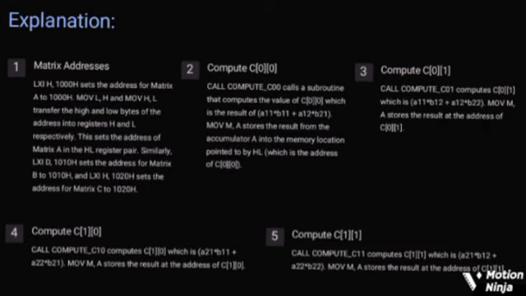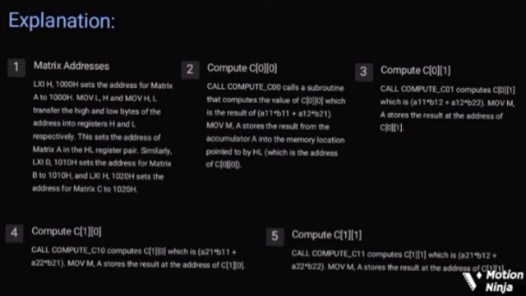The first step is matrix addresses. LXI H, 1000H. Set the address for matrix A to 1000H. Move L, H and move H, L. Transfer the high and the low bytes of the address into registers H and L respectively. This sets the address of matrix A in the HL register pair.